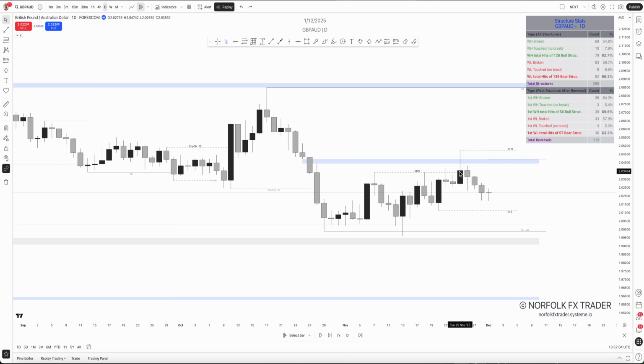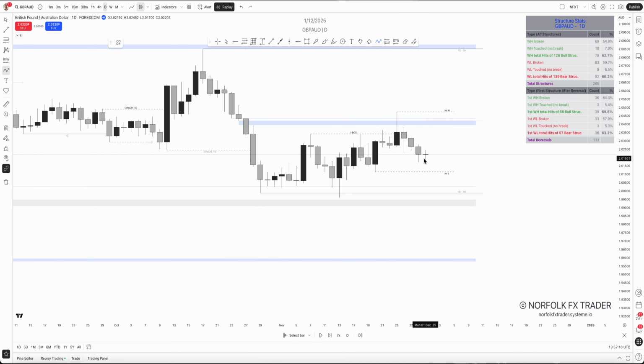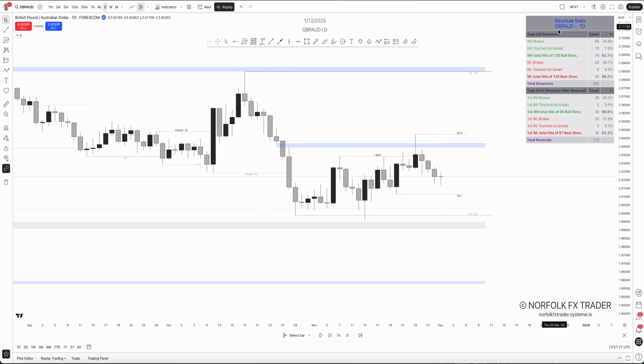You can see eventually we do wick through and fully fill that imbalance, where we failed to close through, and we're starting to run to the downside. That means the odds are now in our favor. The market may well run again for that weak low. Now, how do we align this so it gives us even more odds? That's where we have the new added feature of the structure stats.